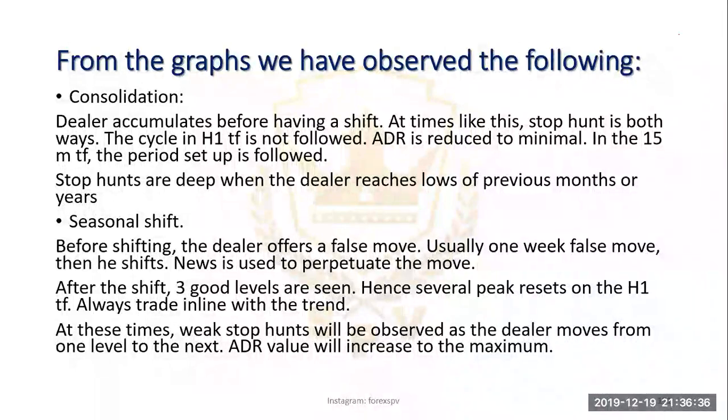So at these times when the market shifts, weak stop-ins will be observed because the dealer has the liquidity. So the dealer will move from one level to the next. Sometimes you'll have a very good pullback. The yen pairs have very good pullbacks, but the pounds, USDR, Mexican peso, they don't have these pullbacks. And during this time, ADR value will increase to the maximum. These are times when Euro USD will have around 80 to 88 ADR times 1.